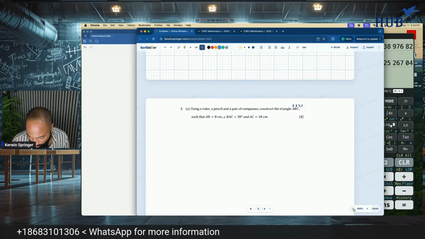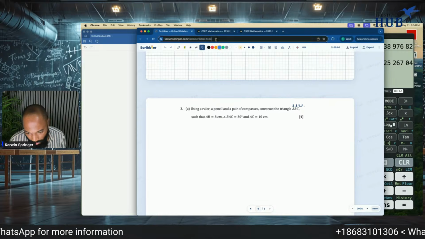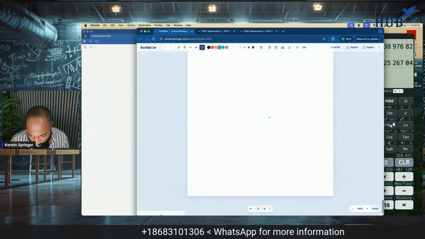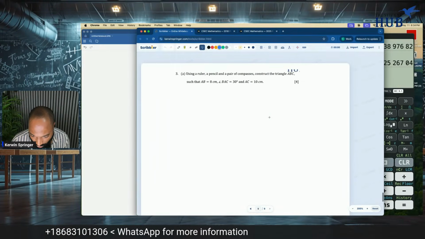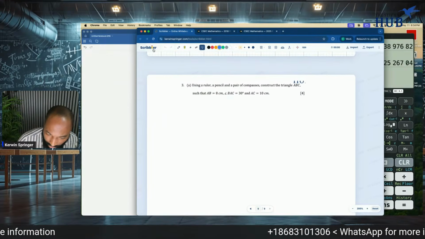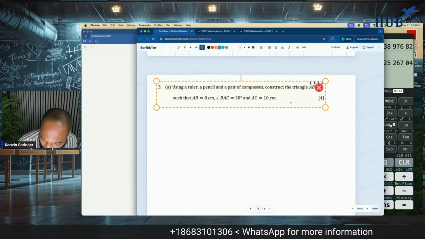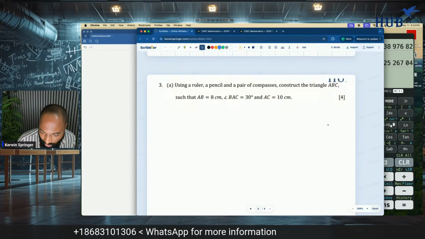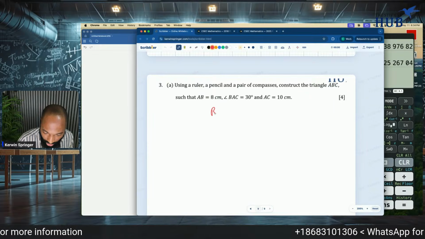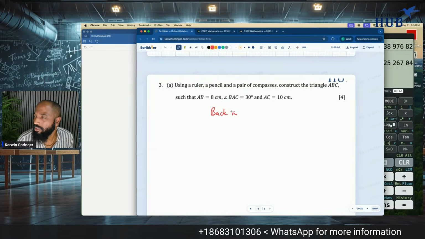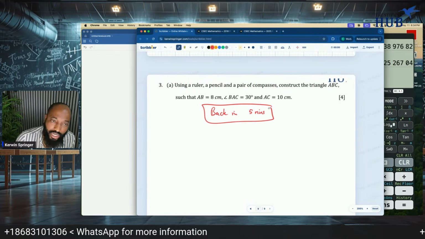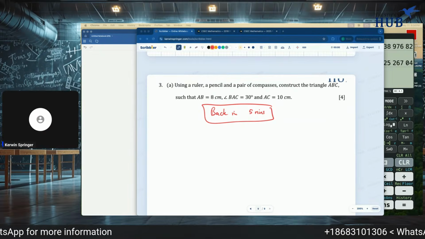Is that my max zoom? Let me just refresh this, please. Using a ruler and a pair of compasses. Construct this. Let me see if I can make this a little bigger for you guys. So go ahead. Y'all can do this. I'll be back in 5 minutes. So you're taking a 5-minute breather here, but do this in the meantime.